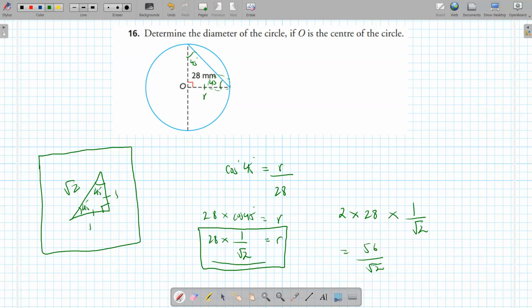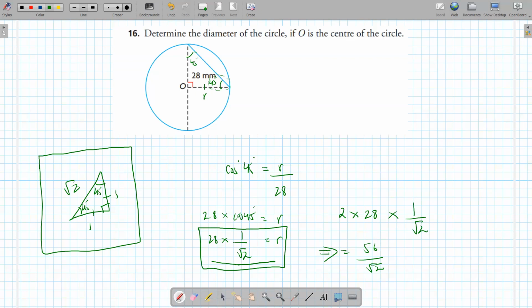Anyways, this is the radius. To find the diameter, you just double it. This is what we get. What if we wanted to rationalize the denominator for this answer? We don't want a radical in the denominator. How do we go about rationalizing this? What will be the conjugate? Did we do this? I think we did it, right?